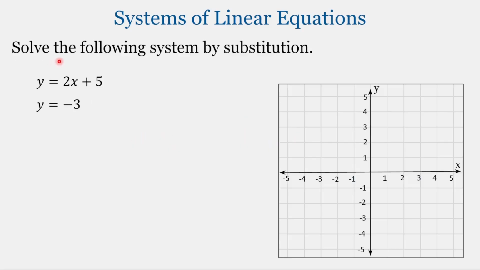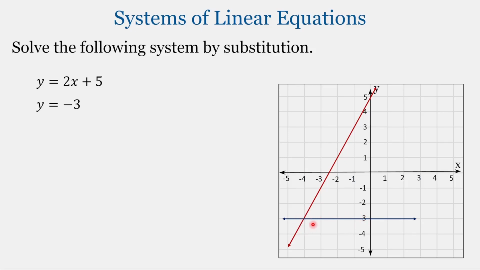So for this first problem, we're asked to solve the following system by substitution. Notice I included this graph here. When you solve by substitution, you do not need to graph the lines. But let's take a look at what's going on with this system. With our first equation, we have y equal to 2x plus 5. Our next equation is y equal to negative 3. Now whenever we have y equal to a constant, this is going to be a horizontal line. In this case, the horizontal line is crossing the y-axis at negative 3.